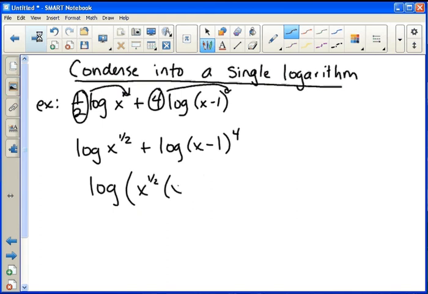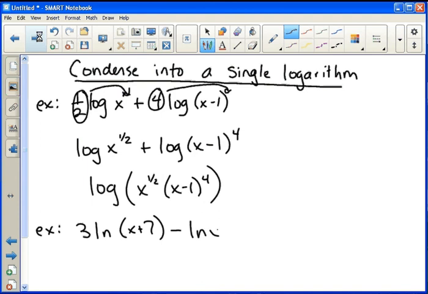We had 2 logs that had stuff going all over the place, and now we've condensed it into a single logarithm. So I want to try 2 more of these because I find these are a little more complicated sometimes for people to go this direction. So let's look at 3 natural log of x plus 7 minus the natural log of x minus 2 natural log of y.